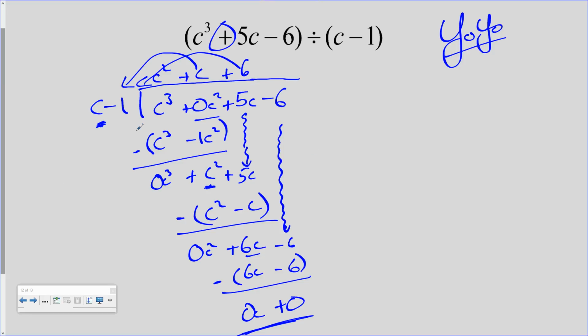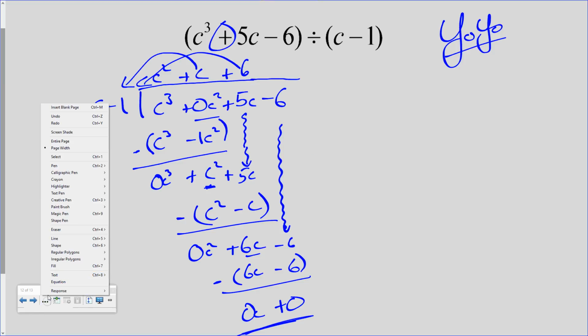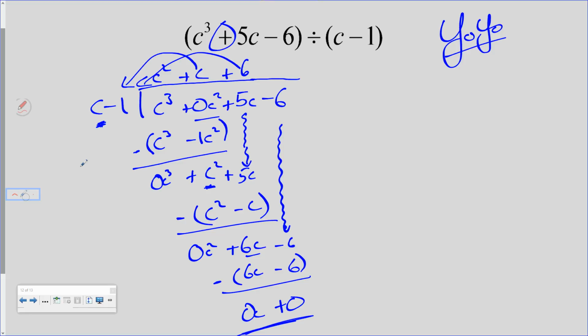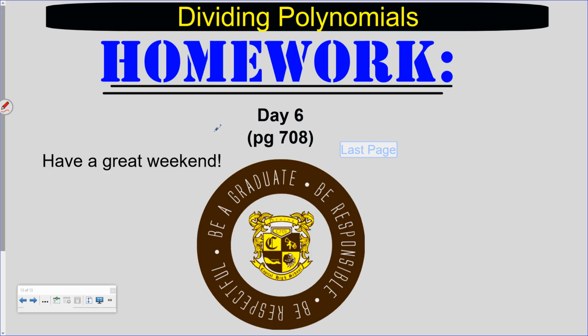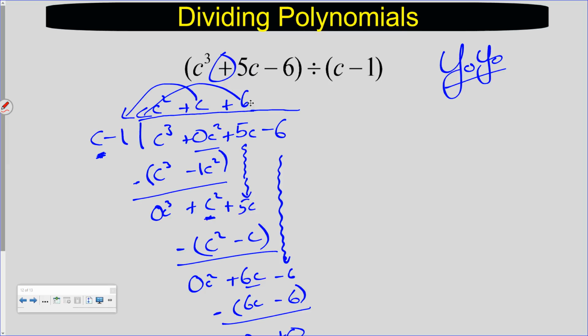Our quotient is that c squared plus c plus 6. There is no remainder on this guy.